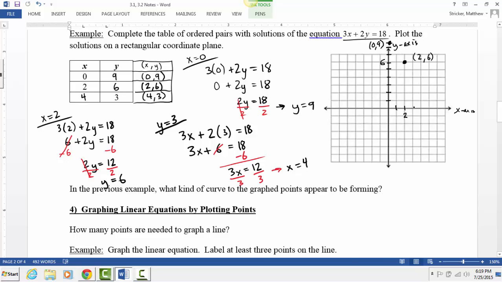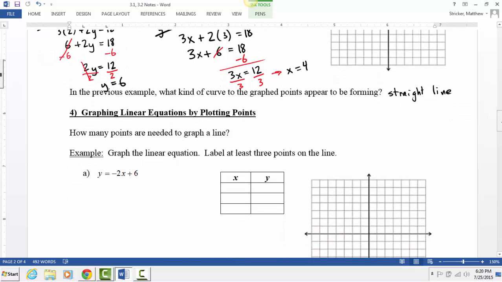And then (4, 3). Go over 2 more on the x-axis. X equals 4 and y equals 3. 1, 2, 3. It's the point (4, 3). And notice, this is the beautiful thing, these points line up and we get a straight line. So in the previous example, what kind of curve do the graph points appear to be forming? A straight line. Linear equations in 2 variables always give a straight line.